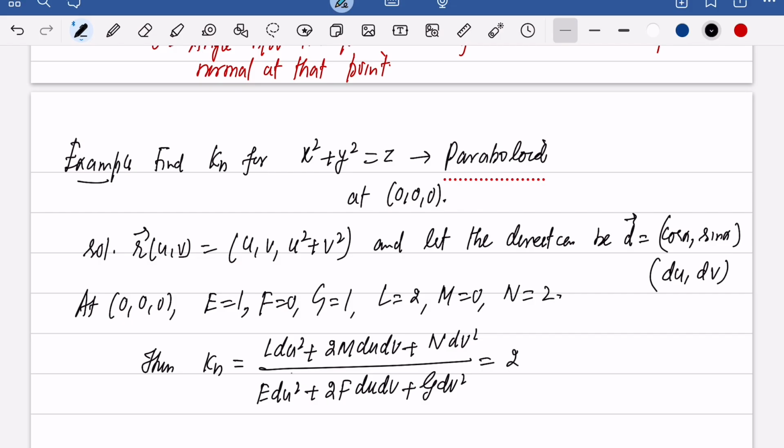Now when we substitute du equal to cos alpha, this becomes L cos square alpha here, M is equal to 0, and N sin square alpha here. But L and N are both equal to 2, so we can take 2 common from here. The middle term is 0, so sin square alpha plus cos square alpha is 1, so the numerator is 2, and similarly the denominator is equal to 1.